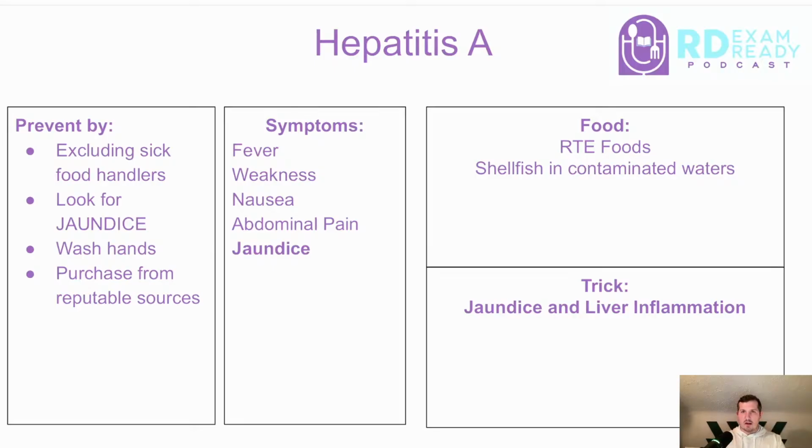For foods here, we're going to think of ready to eat foods, shellfish, and contaminated waters. These can all be ways that hepatitis A can be developed. And then our trick that we'll think of for hepatitis A will be things like jaundice and liver inflammation. So hepatic is going to mean liver. Then you're going to be thinking of liver inflammation and you're going to think of jaundice. That's going to be your little clue for remembering hepatitis.